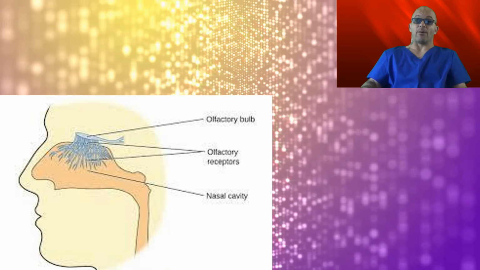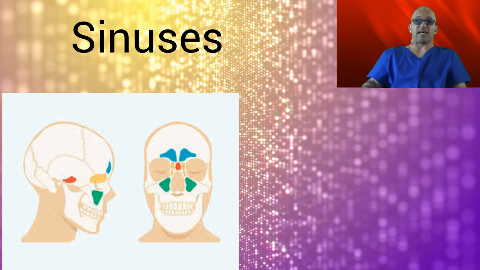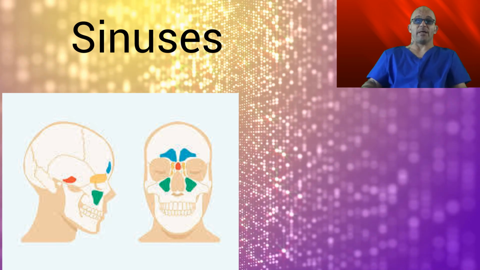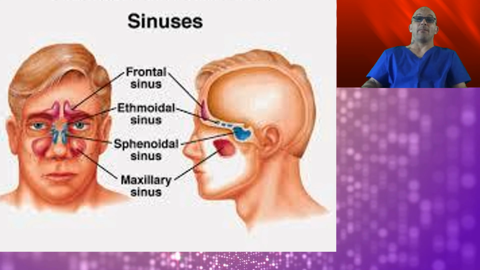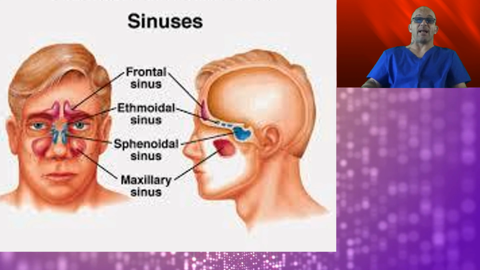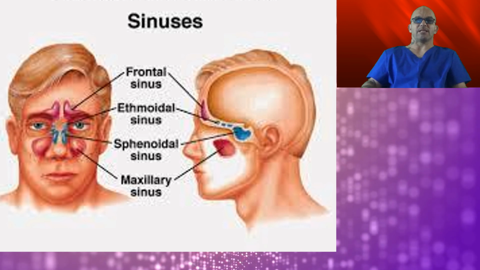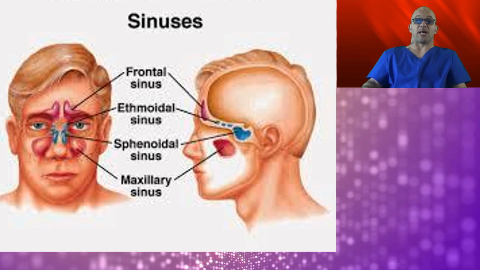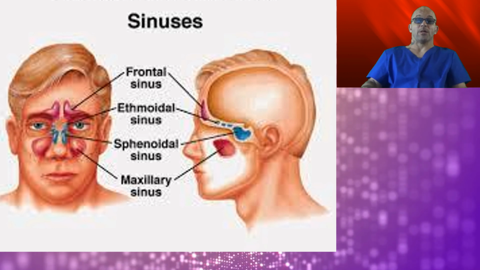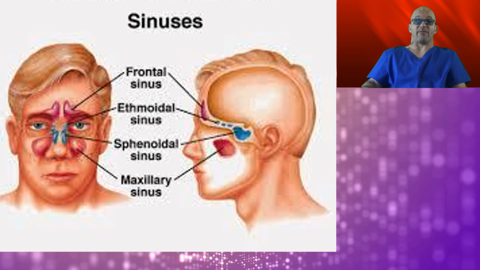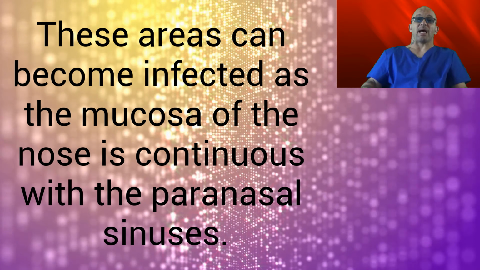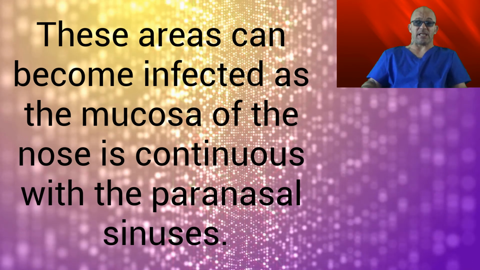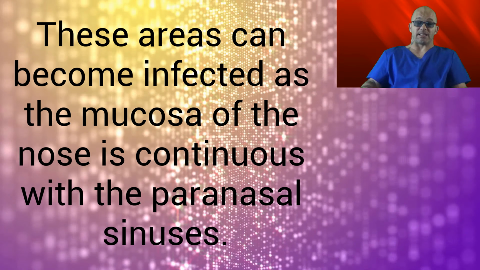There are spaces or cavities located close to the nose inside the bones that form this area, known as sinuses: the frontal, maxillary, sphenoidal, and ethmoid. All of these sinuses, or paranasal sinuses, as they are known, drain into the nasal cavities. These areas can become infected as the mucosa of the nose is continuous with the paranasal sinuses.